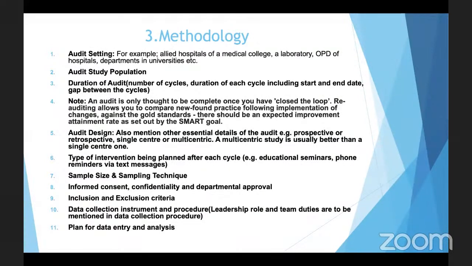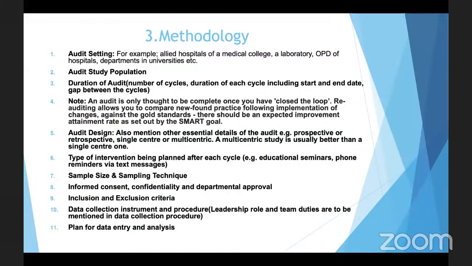Okay, so the type of intervention being planned after each cycle. अब मैंने आपको जैसे कि बताया audit cycle, पहली cycle के बाद आपने intervention करनी है. वो क्या intervention है? वो educational seminars हो सकते हैं, वो phone reminders हो सकते हैं, text messages के जरिए, वो ये हो सकता है कि आप sticker चिपका दो patient की file पे कि patient को इतनी medicine मिलनी है इतनी dose में. तो ये सारी आपकी interventions हैं, और ये intervention आपने describe करनी है अपने methodology section में. आपने इसमें sample size भी निकालना होता है और sampling technique भी करनी होती है.